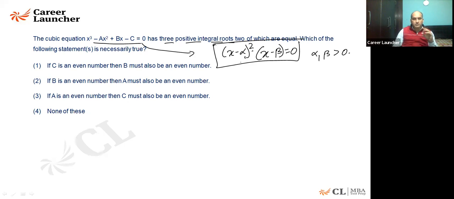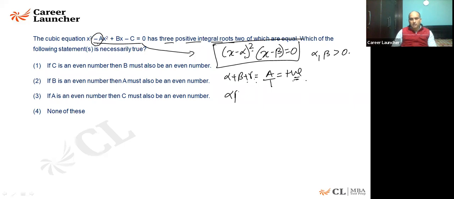Now, if you expand this, look at this. What are you going to do? I know the sum of the roots is a upon 1. When all of them are positive, I know a is also positive. Do you understand it? It is minus b by a that I write here, so minus coefficient of x square upon coefficient of x cube. As I know all of these three are positive values, this has to be also positive.